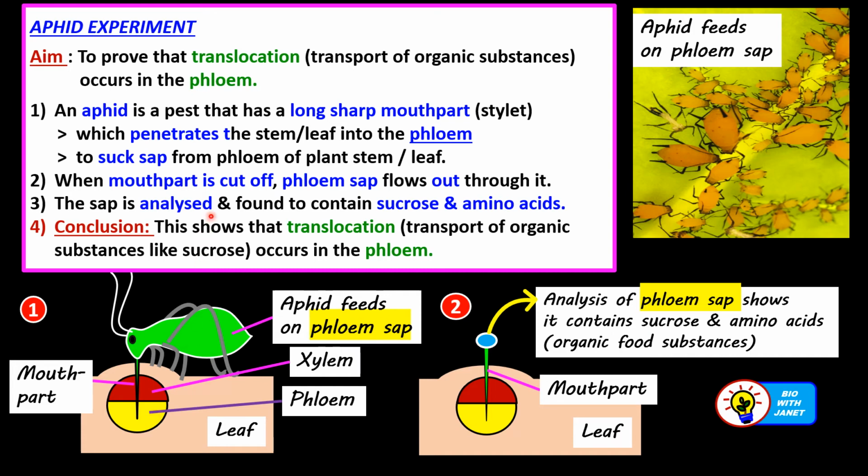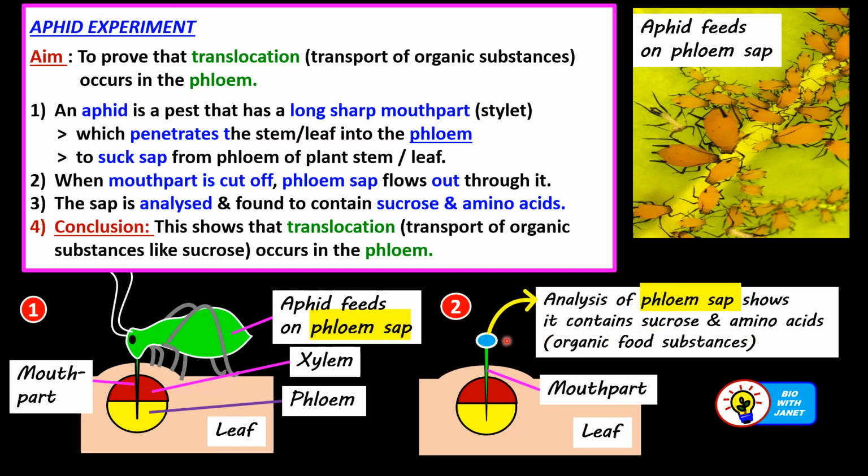Scientists have cut off the mouthpart from the aphid, and they found that the phloem sap flows out from it. From the phloem tissue, the sap will flow out, like a fluid, and it comes out at the top of the mouthpart. Then they took this sap to analyze and found that it contained sucrose and amino acids.